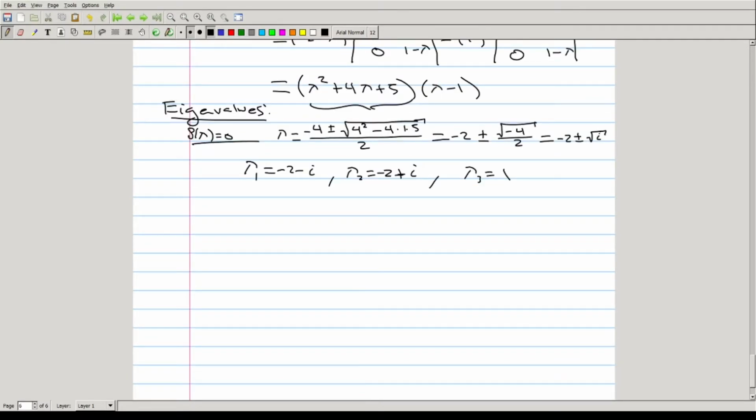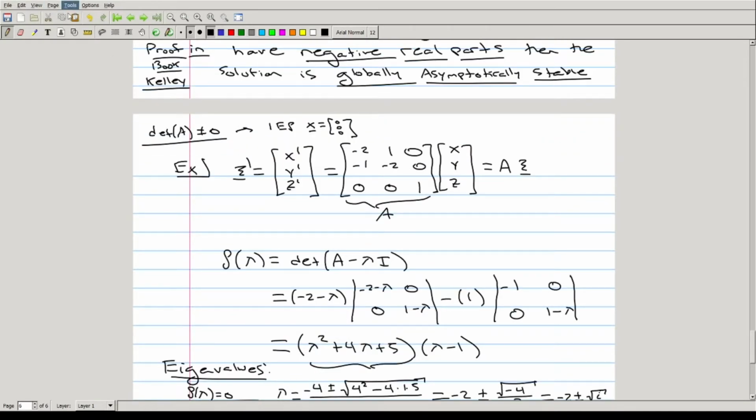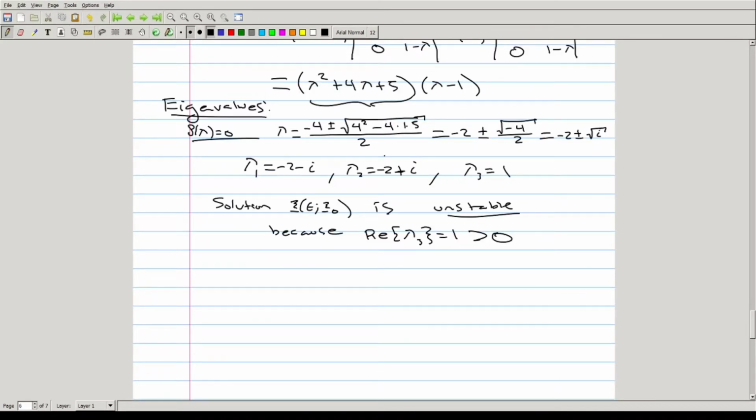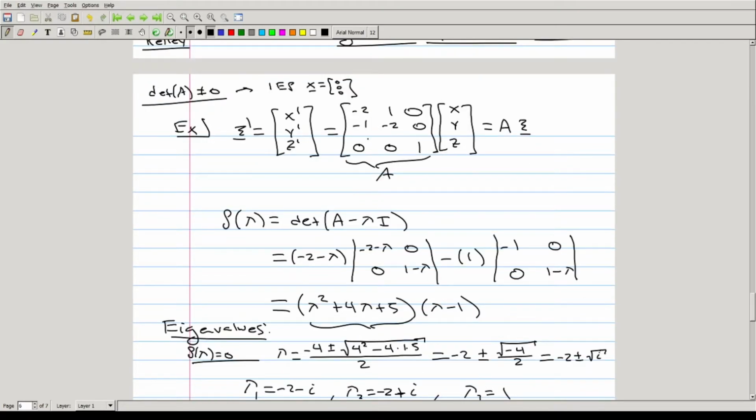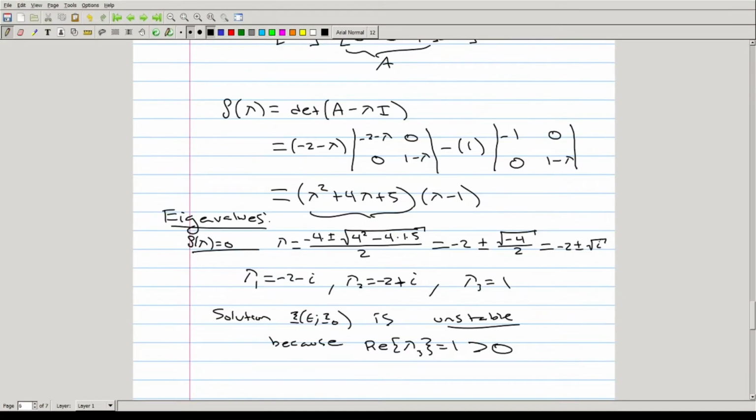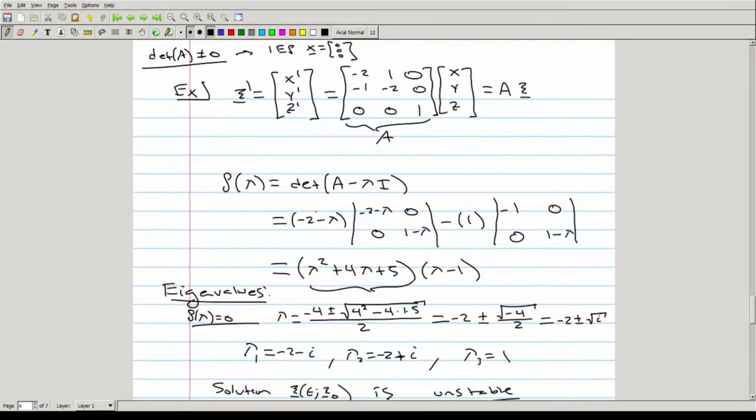Well, we have to conclude that the solution xi of t, xi naught, is unstable because the real part of lambda 3 is equal to 1, which is positive, greater than 0. This is very, very strong. This gives us the ability to tell, in a general sense, what's going on with the solution of a general invariant system without even going through and solving it.